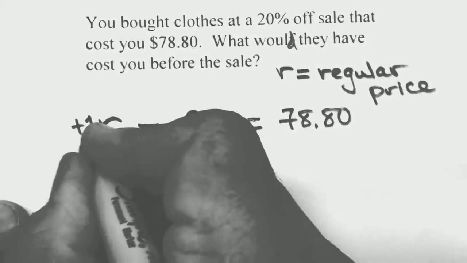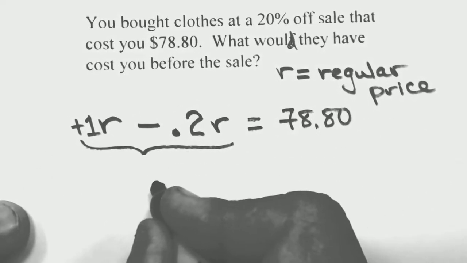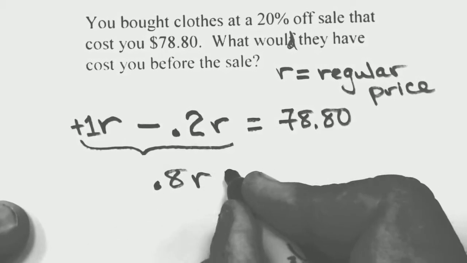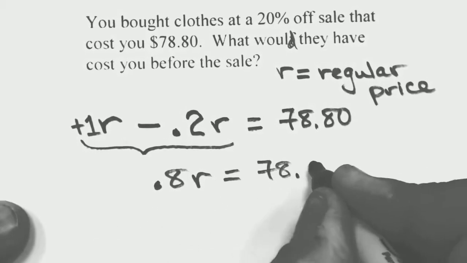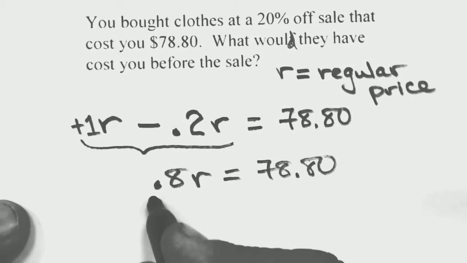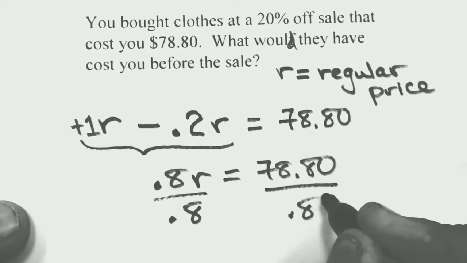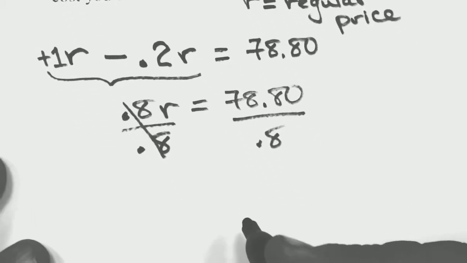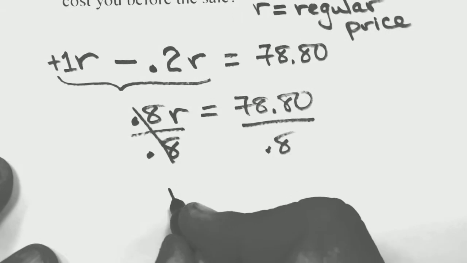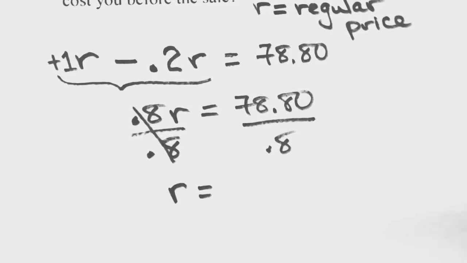This is officially a plus 1R minus 0.2R. Positive wins by 0.8R. Now, simply set up the equation simplified and divide both sides by 0.8. Here we go. The 0.8's, of course, reduce out here, so we're going to get R equals, well, again, it's time to go grab our calculator here, 78.8. And we turn around and divide that by 0.8. And we better come up with a regular price higher than 78.80.